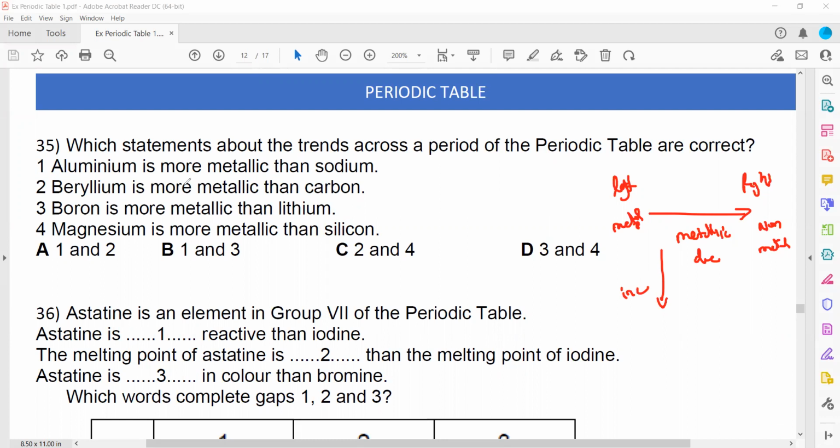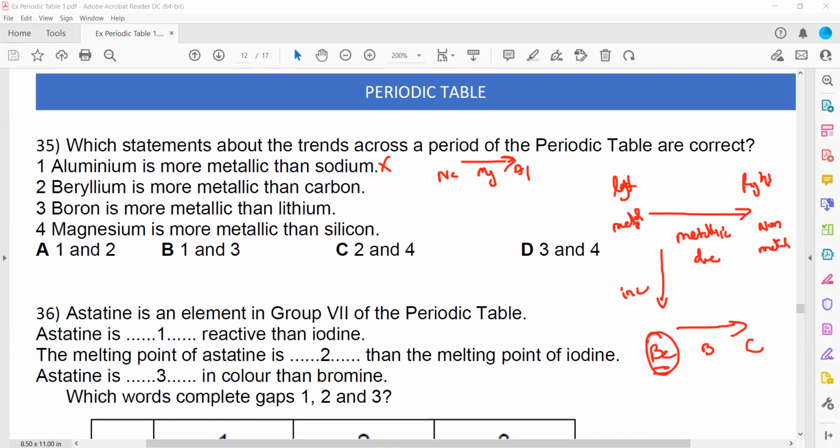So when we check, aluminum is more metallic than sodium. When we check the position, sodium is there, then magnesium, and then aluminum. So aluminum is more metallic? No, that's wrong. Aluminum is less metallic, because as we move across the period, the metallic character decreases. Beryllium is more metallic than carbon, because when we check, we have beryllium, then boron and carbon. So that's true, because beryllium is on the left hand side.